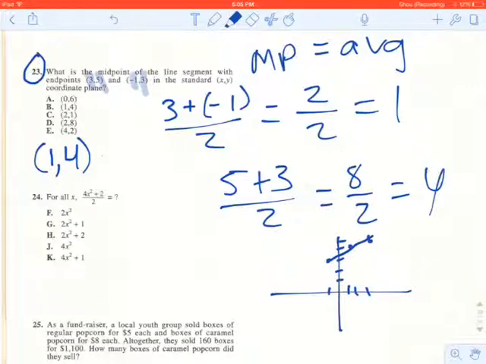In any case, our answer is (1, 4). You're just finding the averages of your x's and the averages of your y's.